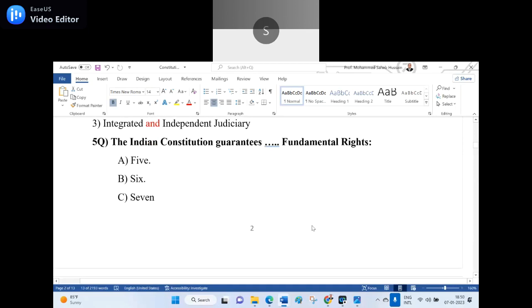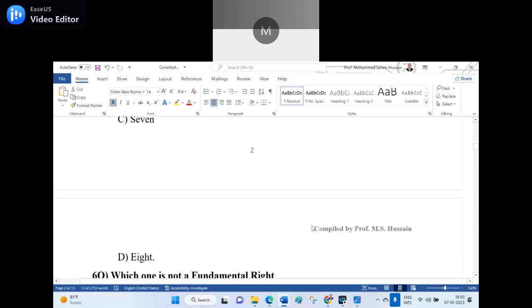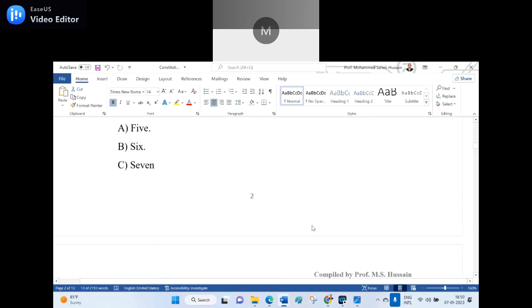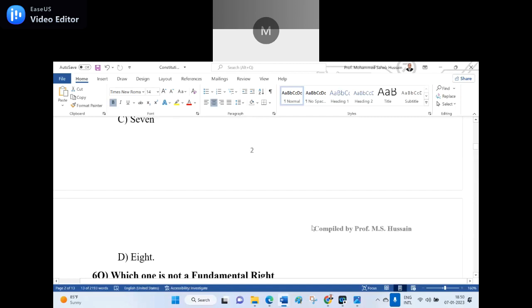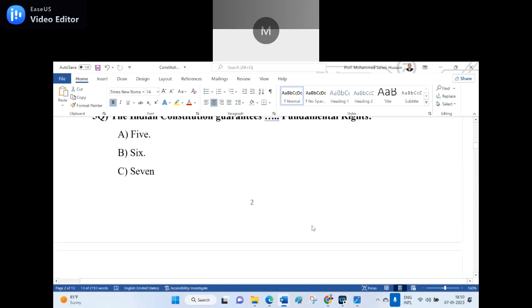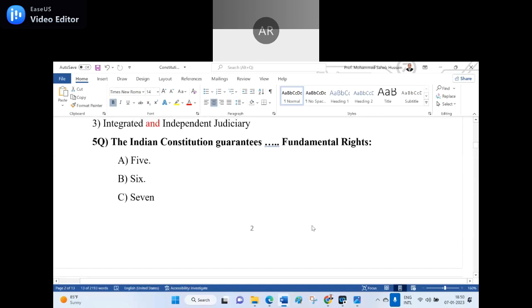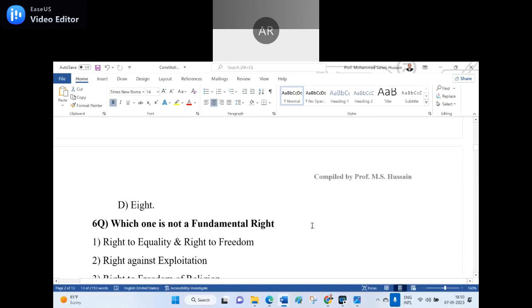The fifth question. The Indian Constitution guarantees dash fundamental rights. A, 5. B, 6. C, 7. D, 8. B is the right answer, sir. 6. Which is the right answer? B is the right answer. Six fundamental rights are there.